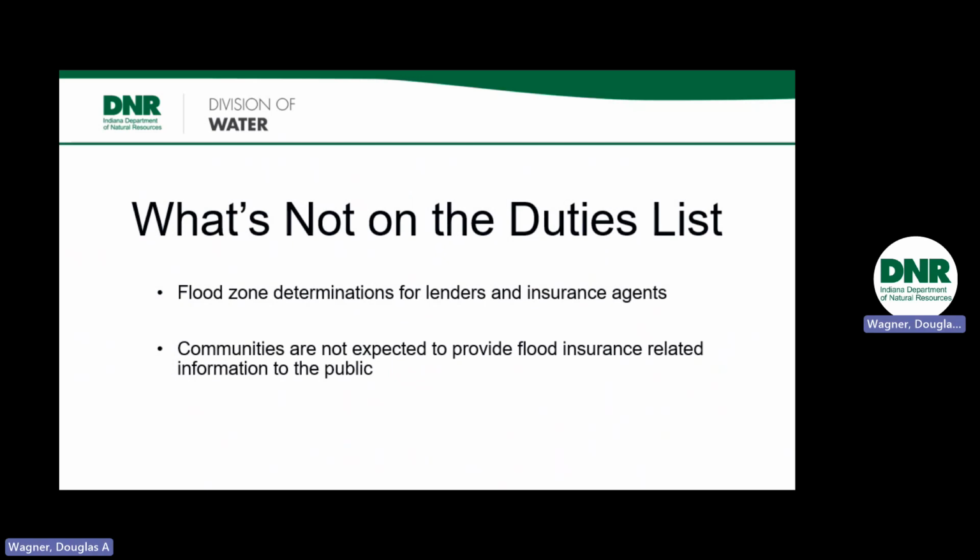Seems like we've discussed lots of duties. So now let's look at what's not on the list. This is a short list and only contains flood zone determinations for lenders and insurance agents and providing flood insurance related information to the public. Communities can receive points for CRS for providing information about properties in the special flood hazard to the public, though.